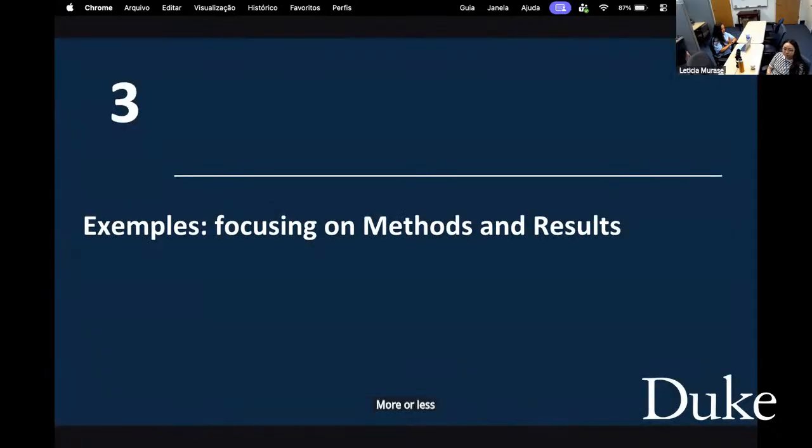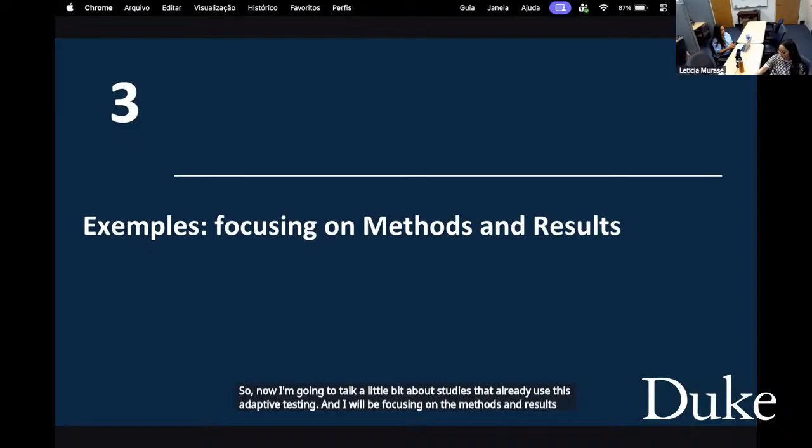So now I'm going to talk a little bit about studies that already use this adaptive testing. I will be focusing on the methods and results of these articles, so I'm not going to present them in full, okay?